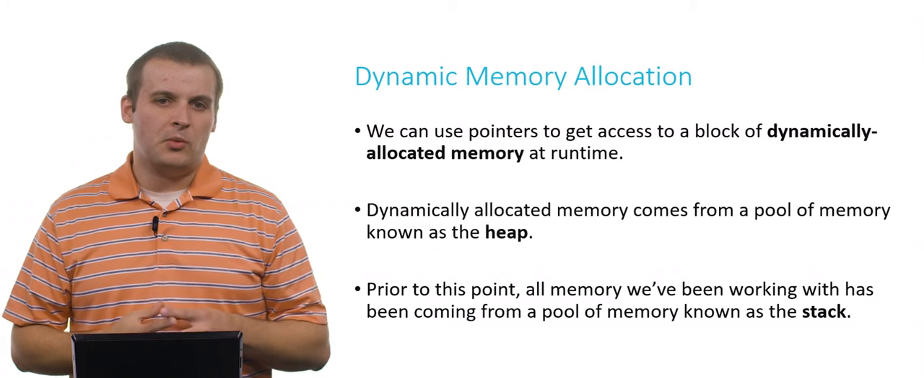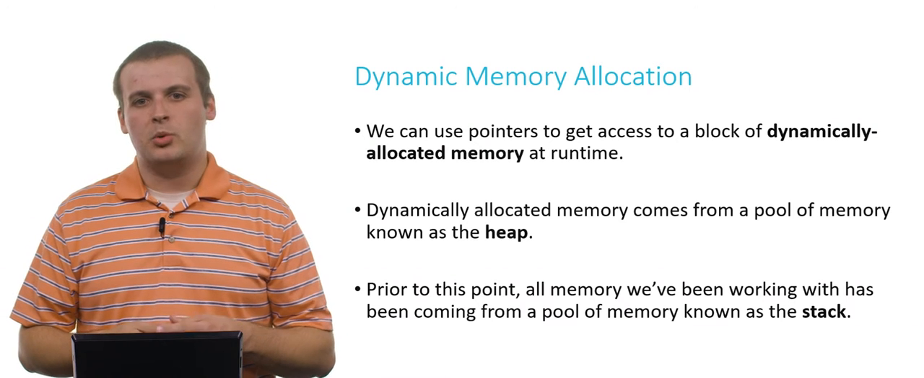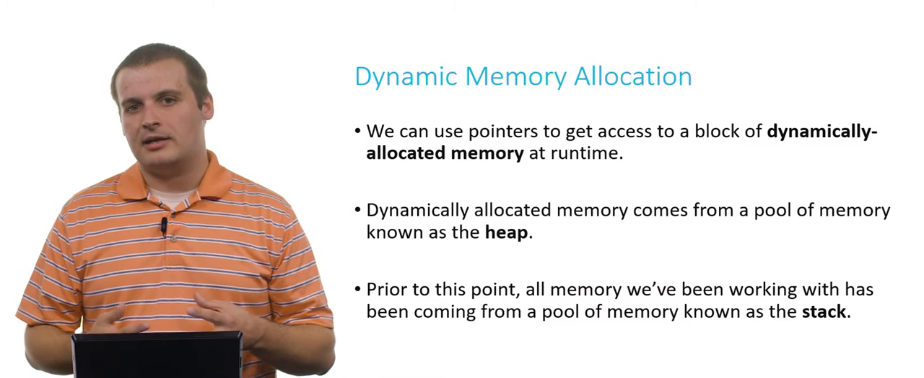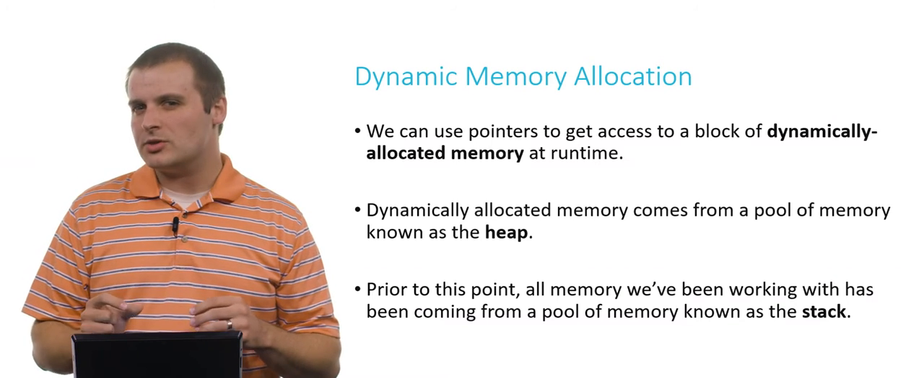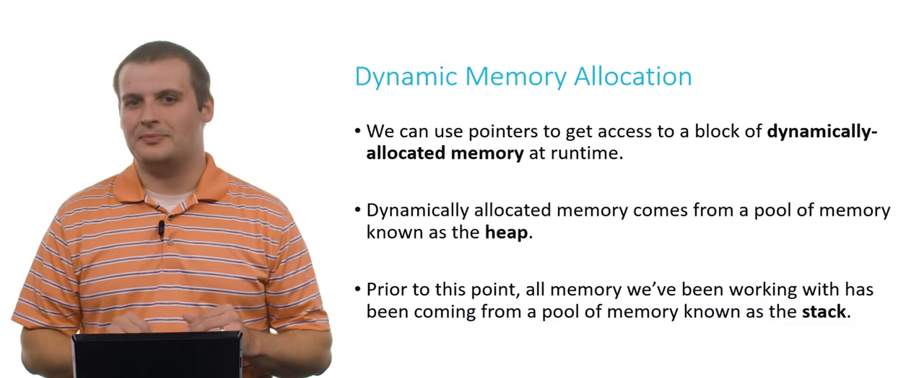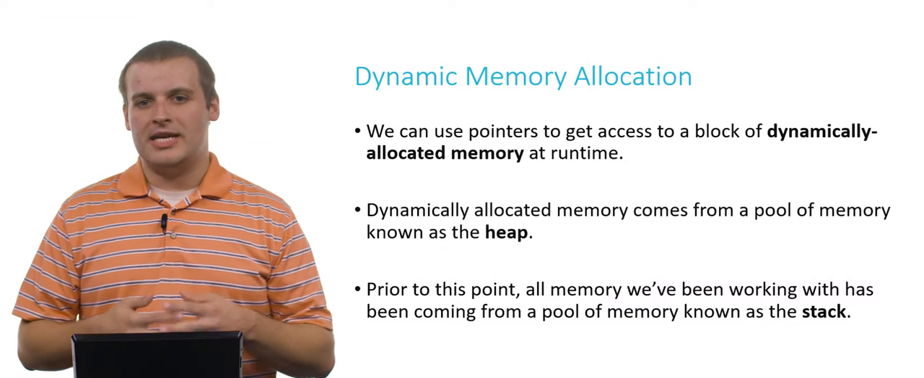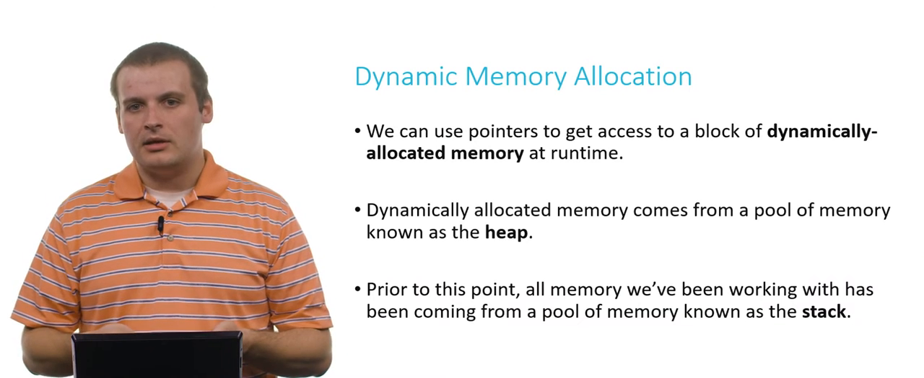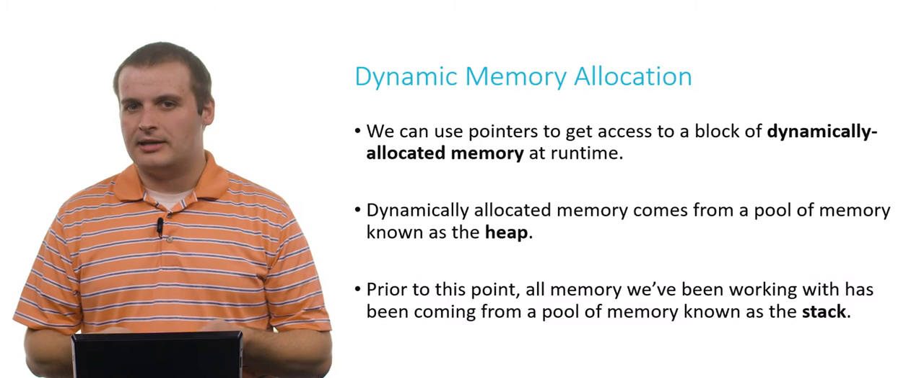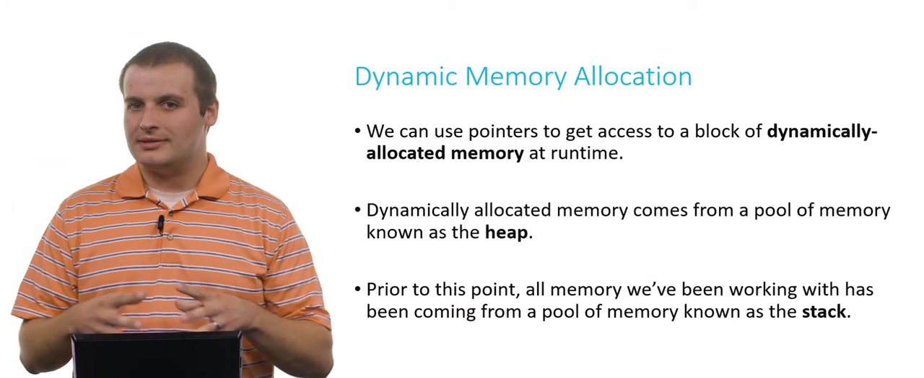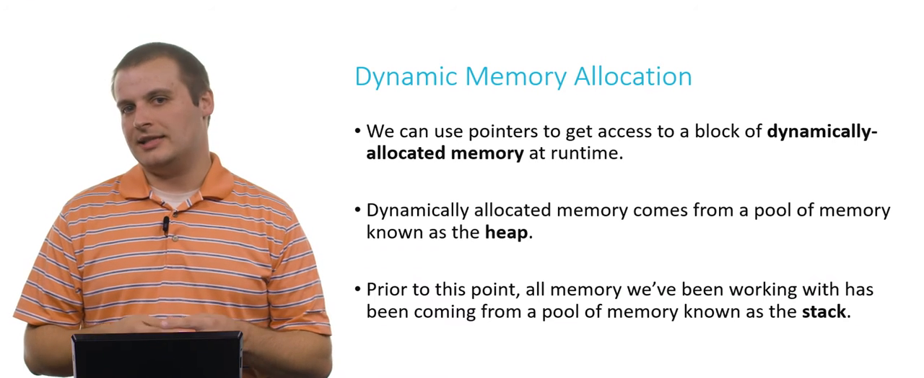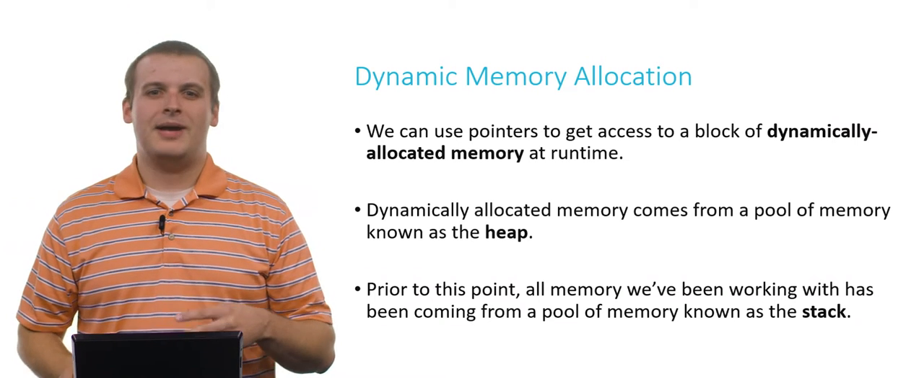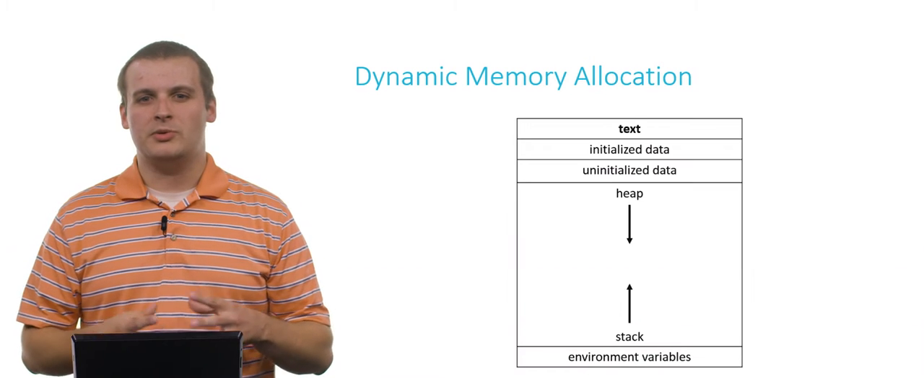Previously, all the memory we've been working with in the course has been coming from a pool of memory known as the stack. A good way to generally keep in mind, and this rule doesn't always hold true, but pretty much almost always holds true, is that anytime you give a variable a name, it probably lives on the stack. And anytime you don't give a variable a name, which you can do with dynamic memory allocation, it lives on the heap.